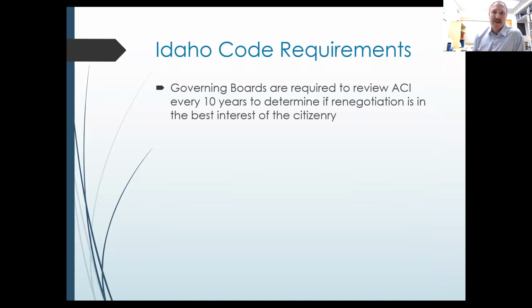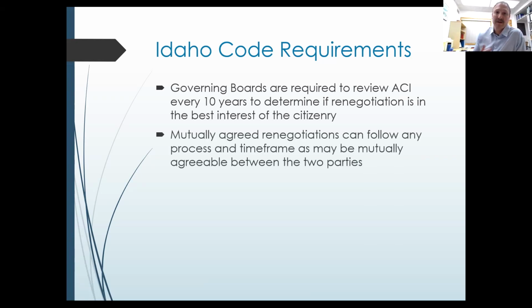Governing boards are required to review area city impacts every 10 years to determine whether negotiation is in the best interest of their citizenry. It really just requires a review, not necessarily anything to happen. So that's an area where state code could possibly be improved. Those mutually agreed negotiations could follow any process and time frame as may be mutually agreeable between the two parties.